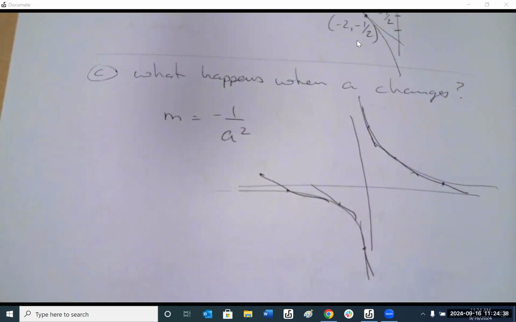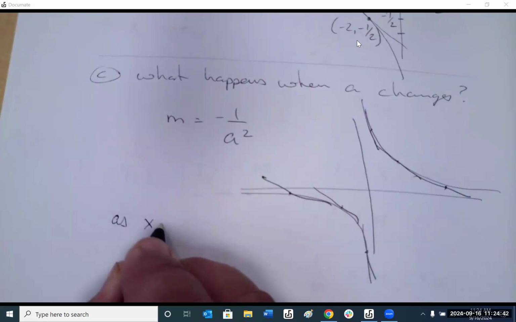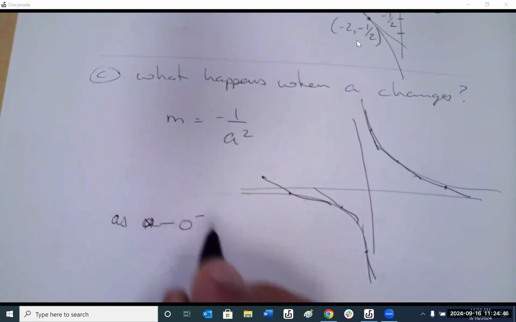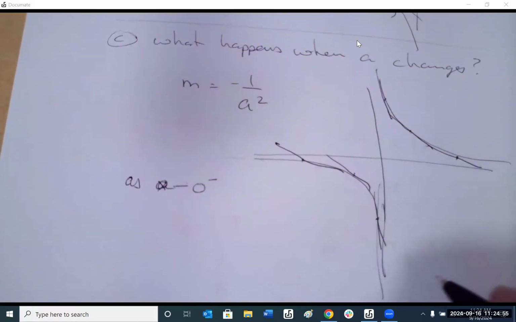But as A approaches 0 from the left, what happens to the slope of the curve? It becomes vertical, undefined. It's a vertical slope.